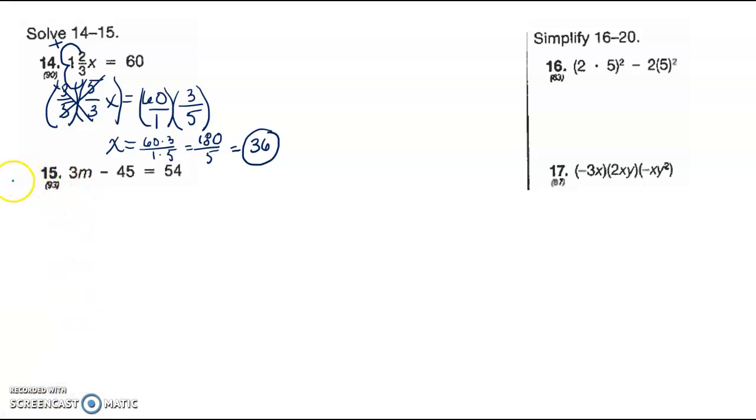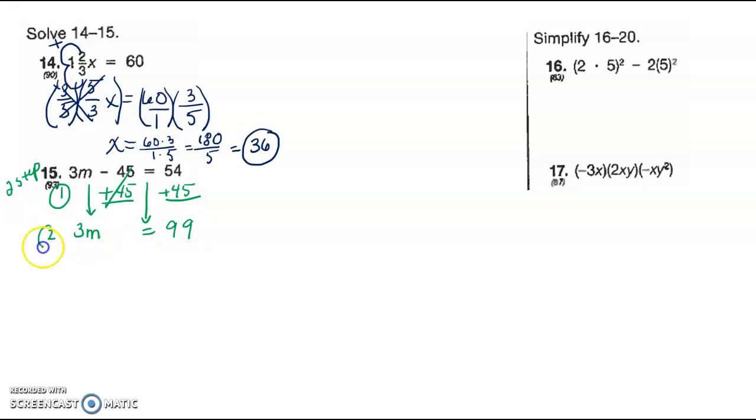All right, let me change colors here. And what we have here is a 2-step problem. Remember, the first step is either addition or subtraction, so we're trying to get m by itself. We have to do the opposite of everything that's happening to m. We're kind of like rewinding or reversing what's happening to m. So I'm going to need to add 45 to both sides. To get rid of it, my 3m comes down. My equals comes down. 54 plus 45 is 99.